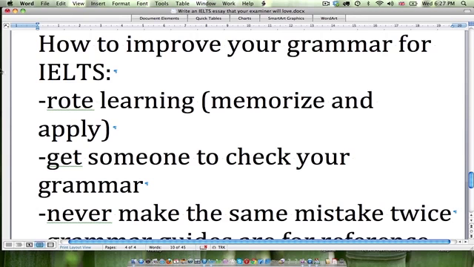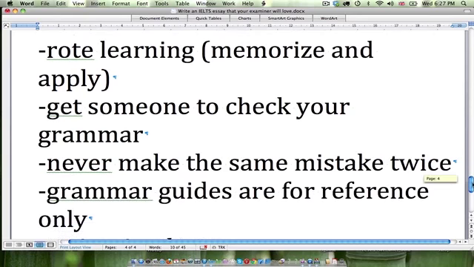Now, tip number 2, get someone to check your grammar. It's very unfortunate when I meet with students and they tell me that they've been practicing for the past 6 months, the past year, they've been practicing their writing by themselves, and their writing is full of grammatical errors. And I am sure that these are errors that they've been making for the past 6 months or the past year. The only thing is that nobody's told them that they're making these mistakes, so they continue to make them.